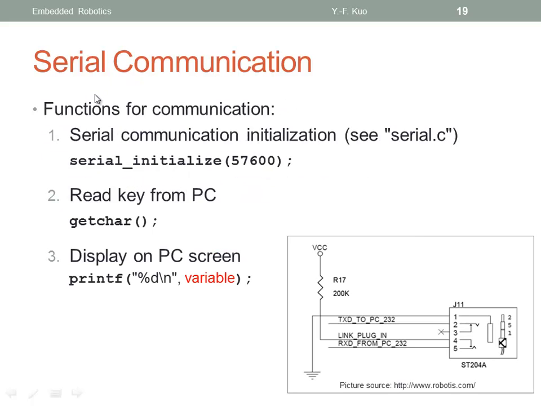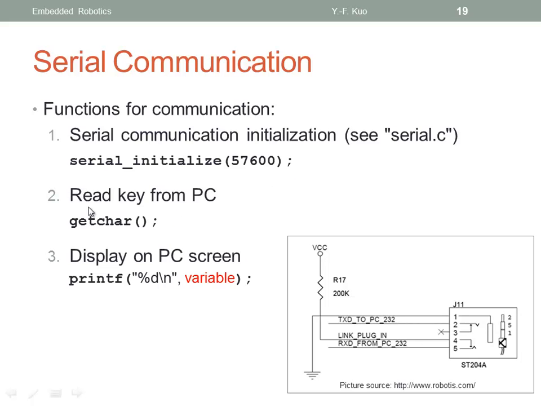For the serial communication, there are some functions supplied by Robotis. Those files are in serial.c, and you can look into that source file. To do serial communication, there are three steps. First, you have to initialize the serial communication. Here the function is serial underline initialize, and inside the bracket is the baud rate. Usually we write this number and don't change it.